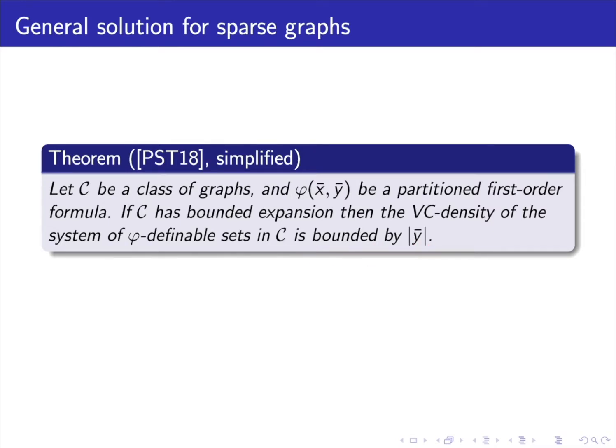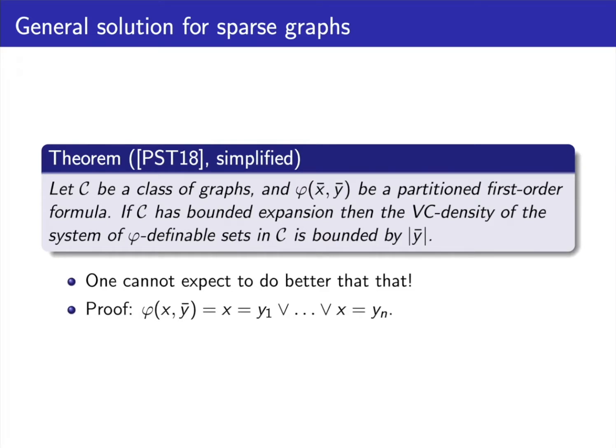And that is actually a very strong bound. There are no constants involved, nothing, right? In particular, if you have just a single parameter variable, then the VC density is just 1. And one cannot expect to do better than that. The proof of this is a trivial formula which allows you to select an arbitrary number of subsets of the universe, sets of vertices of the graph, of size equal to the number of parameters. So this is a somewhat optimal upper bound for this particular class of graphs.